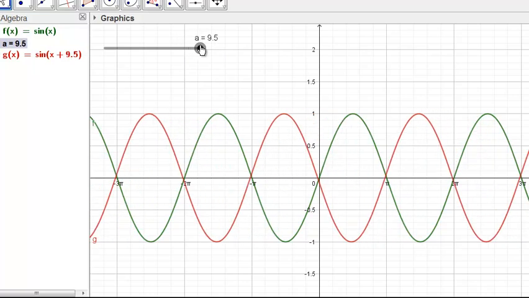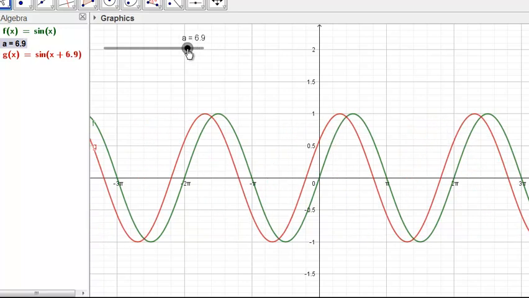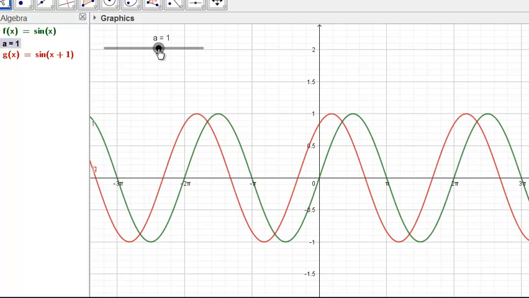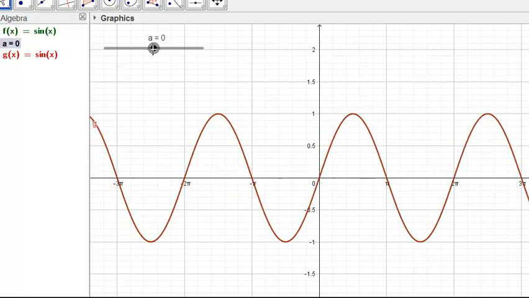Notice I could continue and it would overlap again. I don't have enough values here, but if I could increase this up to 4 pi, then of course they would overlap again. But the minimum displacement, the minimum horizontal shift that will cause the overlap, well, that's a period. So notice if I bring this back to 0, we're back where we started.